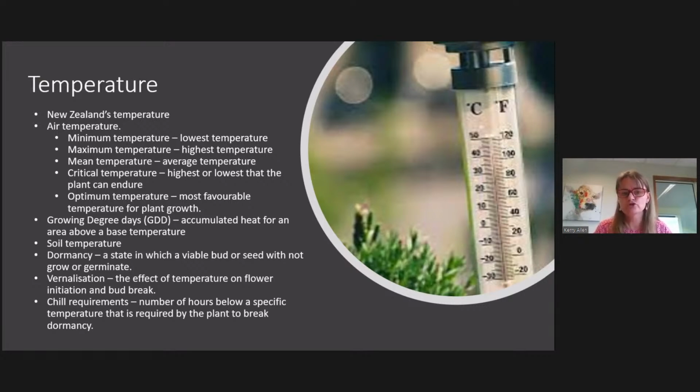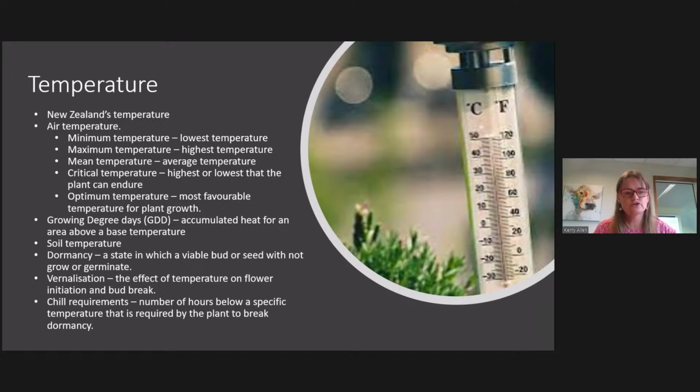And then we move into critical. Critical is at those extremes. That is the very last temperature, or the lowest temperature they can survive at, or the hottest. And then optimum is what they prefer mostly. So most plants in New Zealand have an optimum range, and that's what we like to grow them in.